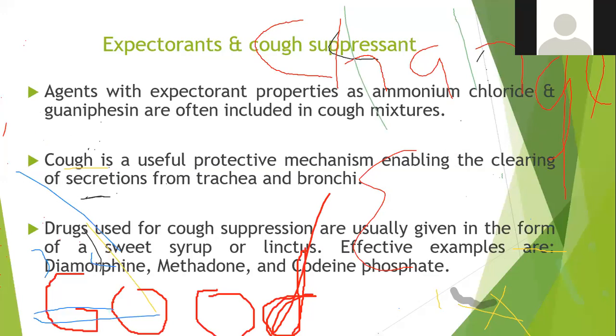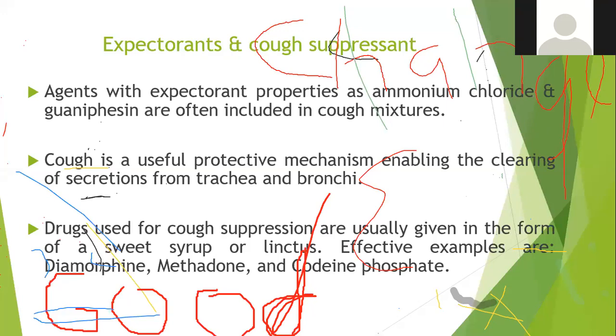For the respiratory drugs, we also have expectorants and cough suppressants, which we use for coughs. Agents with expectorant properties such as ammonium chloride and guaifenesin are often included in cough mixtures. Most times when you buy a cough mixture, look at the content. You can find ammonium chloride and guaifenesin in these cough mixtures.